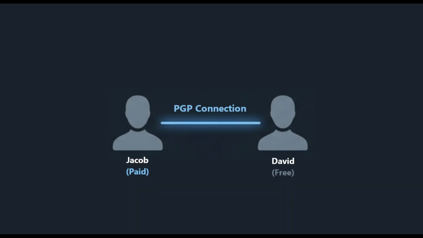Let's say we have Jacob and David. Both need to share sensitive data with each other frequently and want to do it the right way using EncryptPro. Jacob is on the paid plan and David is on the free plan. Either of them can create the PGP connection in EncryptPro and share the credentials with the other so they can send a join request. Let's walk through exactly how that's done.